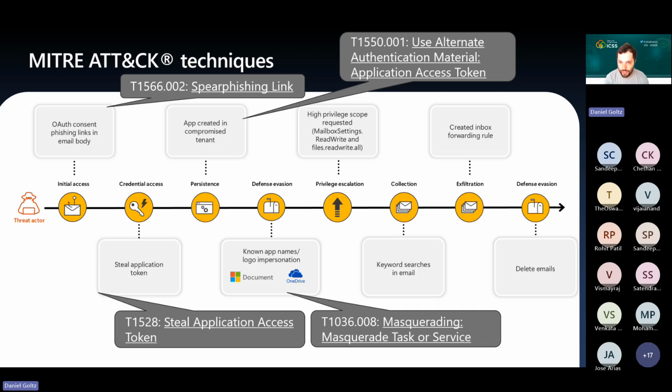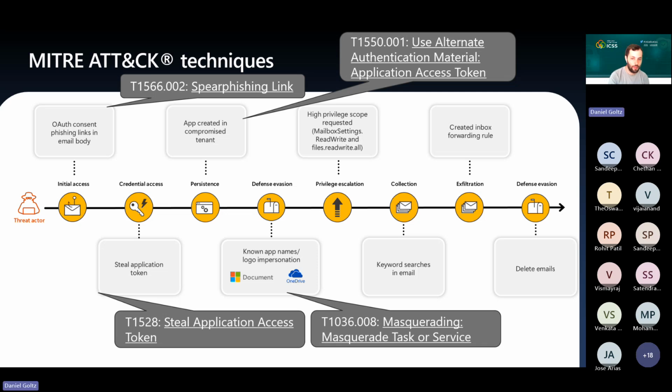The logo impersonation step maps to the Masquerading technique, where the attacker alters the app's name and logo to appear legitimate. They're reducing the chances that a user or admin notices anything suspicious in the OAuth app consent screen or app catalog later on.